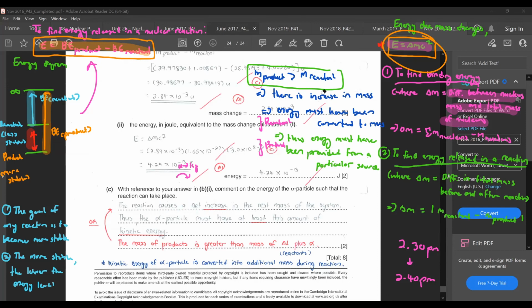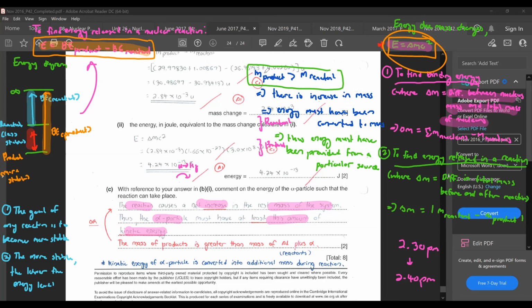So what you will say here is that the reaction causes an increase in the mass of the system. That energy must have been converted into mass. So where did this energy come from? You could say that the alpha particle used in the reactants must have at least this amount of kinetic energy. The energy actually came from the KE of your alpha particles.